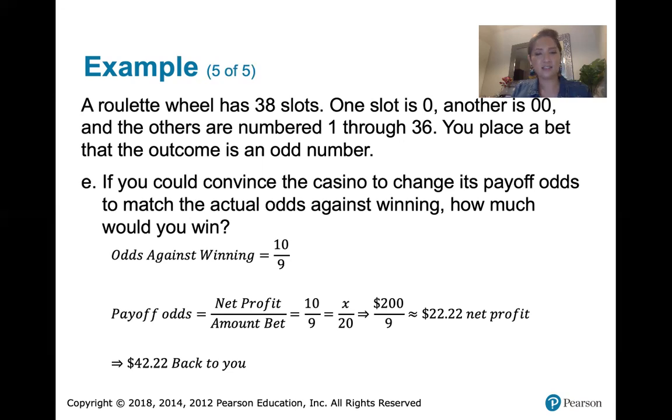And then the payoff odds have nothing to do with this likelihood. It's just another ratio. It's a ratio of the net profit that the institution, usually a casino, promises to give you to the amount that you choose to bet in the first place. So you're risking $20 here. And these payoff odds are telling you how much you can profit if you happen to win when you bet that $20. So if you bet $20 and the payoff odds were 10-to-9, then if you happen to win, they would give you $22.22 profit.